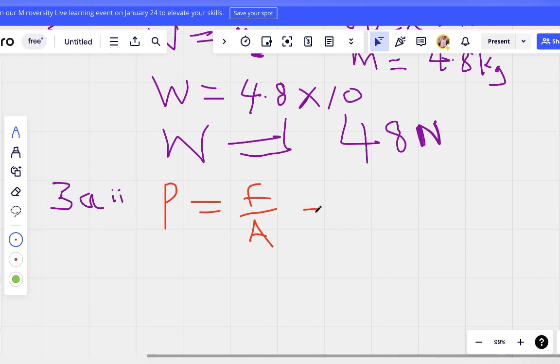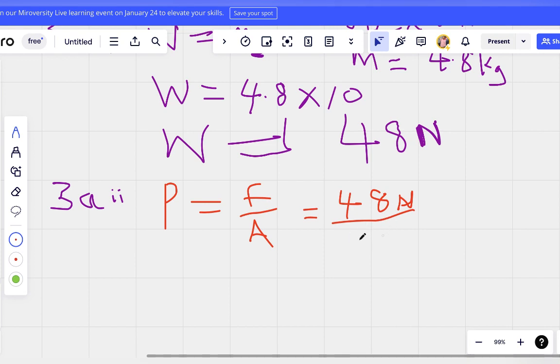So remember, we calculated the force. The force is the weight. The weight you've just calculated, please remember, means force. Weight is a force. So you write here the weight, 48 Newton. If you don't know the unit when you are calculating, you can put the unit so that you can arrive at the unit of pressure.